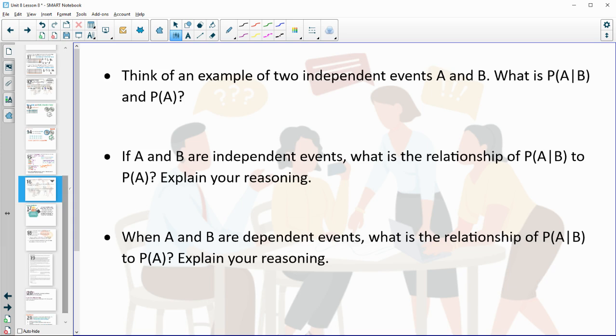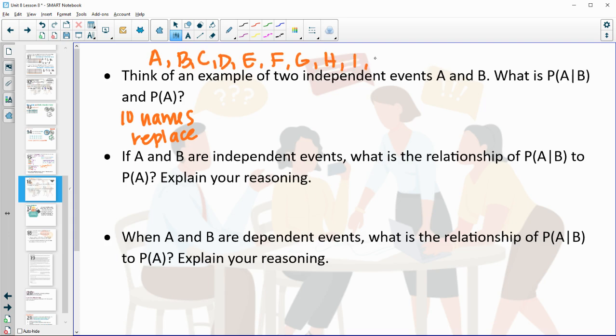So think of an example of 2 independent events. What is the probability of A given that you already know B has happened, or under the condition that B has happened? And what is the probability of A? So maybe it goes back to drawing names out of a hat. So you have 10 names and you replace the name. So let's just do letters. So let's do A, B, C, D, E, that's 5, F, G, H, I, and J.